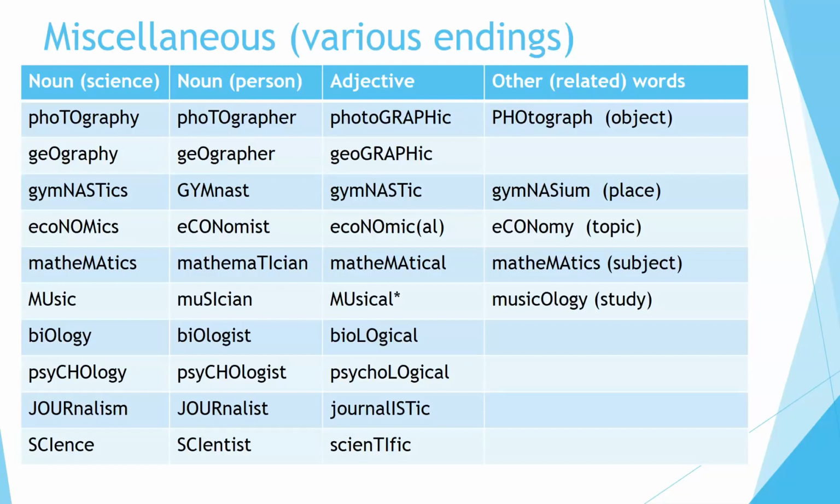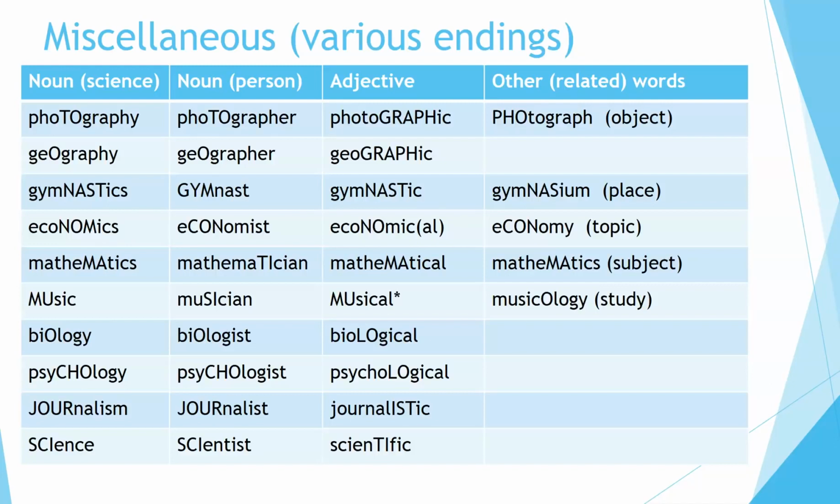Photograph is an object, like a picture. Geography, geographer, geographic. Gymnastics, gymnast, gymnastic. Gymnasium, that's a place where you perform these exercises. Economics, economist, economic, or economical.